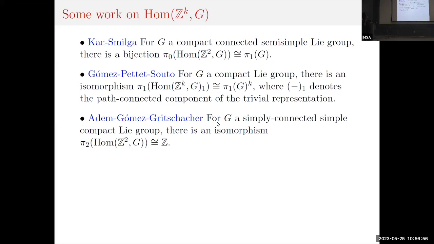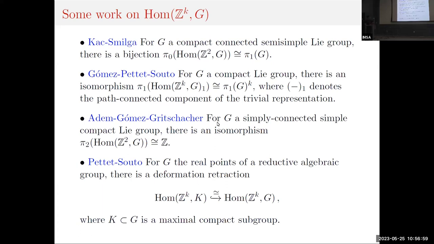Okay, so what about the non-compact situation? There's a classic result in Lie groups that if you have a maximal compact subgroup, then you have a homotopy equivalence between the Lie group and the maximal compact subgroup. And Pettet and Souto show that you can do that at the level of commuting elements as long as G is the real points of a reductive algebraic group over the reals. By that, you can just think that it works for GL_n, SL_n, PSL_n, and those kinds of groups, but it does not work for nilpotent groups.